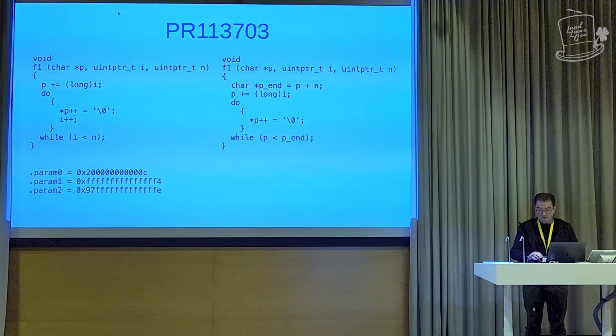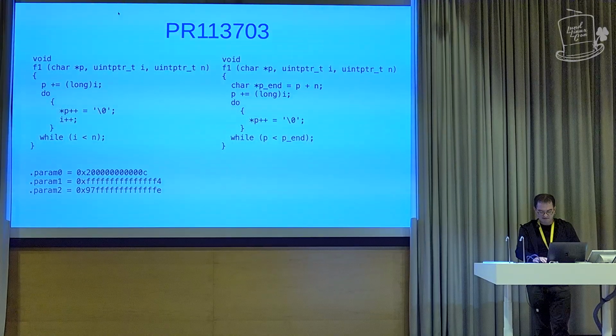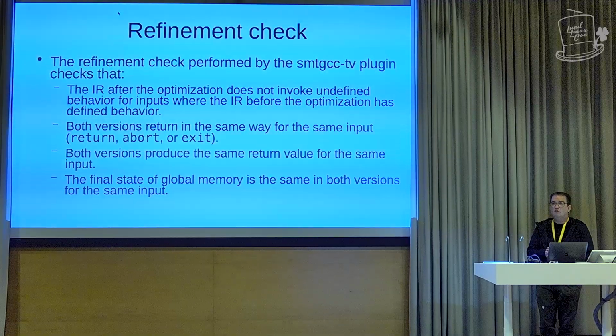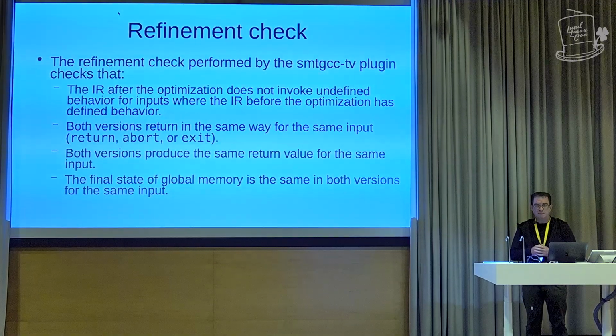So this is a bug you can find with current GCC, and it has been there since forever. I think it was 4.7 that introduced this. But what kind of check does my tool do? It does 4 different checks. One is that the internal representation of the function after optimization does not invoke undefined behavior for inputs where the original function had defined behavior. With input here, I mean function arguments, but also the state of all global memory.